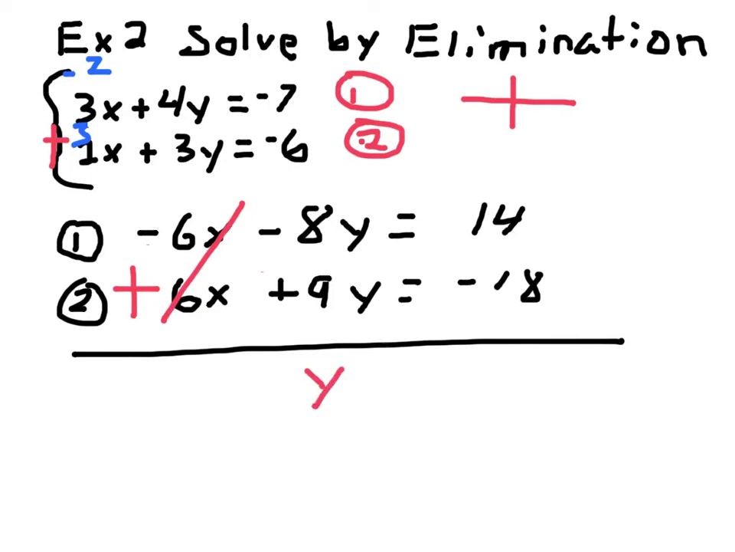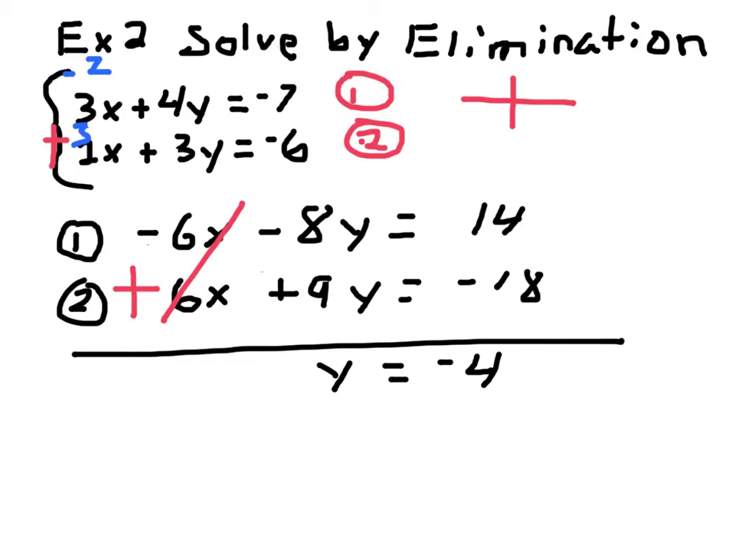And I'm going to keep that in the same color as what I had before here. So a negative 8 plus 9 is 1y, or just y. And then what's 14 plus a negative 18? That's a negative 4. So now I was able to get a letter to eliminate. Y is equal to negative 4.